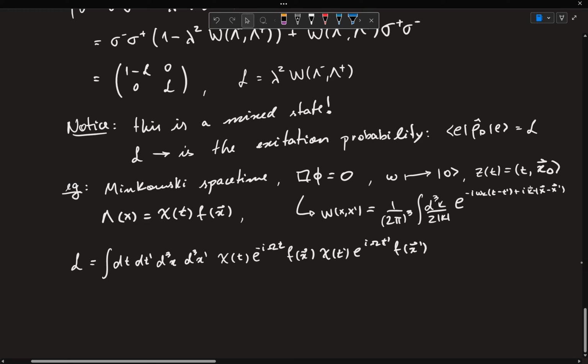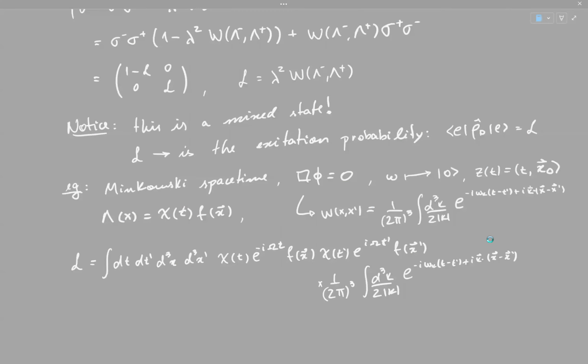We're also going to have the Wightman function, which I'm already going to replace by the representation above. So the 1 over (2 pi) cubed integral d3k over 2 absolute value of k, e to the minus I omega_k (t minus t prime) plus I k (x minus x prime). And now we can factor a bunch of Fourier transforms from this.